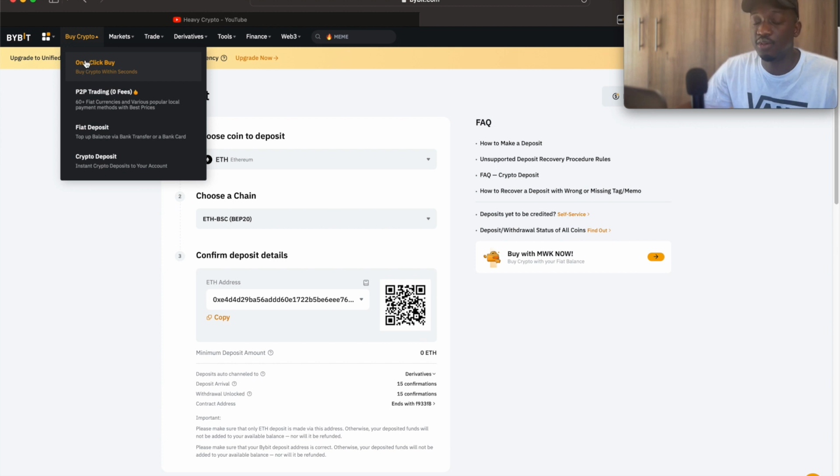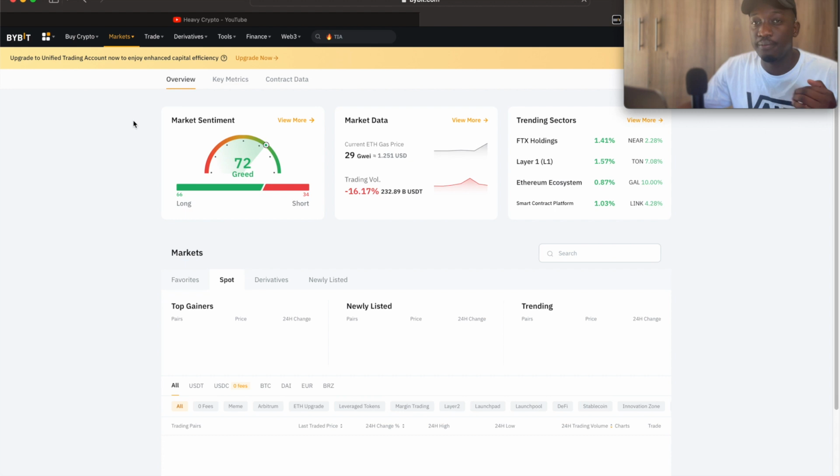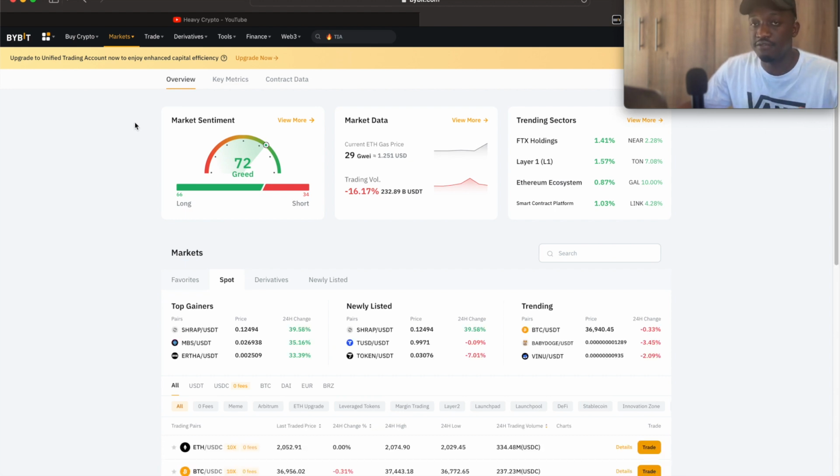So this is exactly how you can get crypto on Bybit using these 4 methods that they have listed right here. If you click this button right here where it's written market overview, it's simply gonna show you all the coins and markets that are available on Bybit.